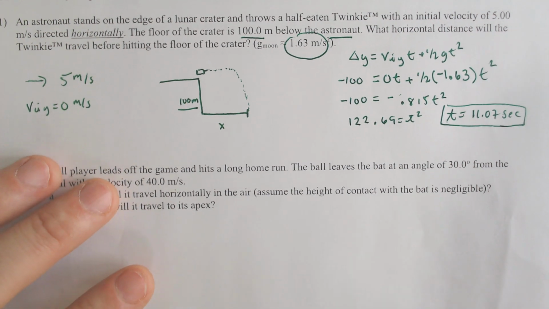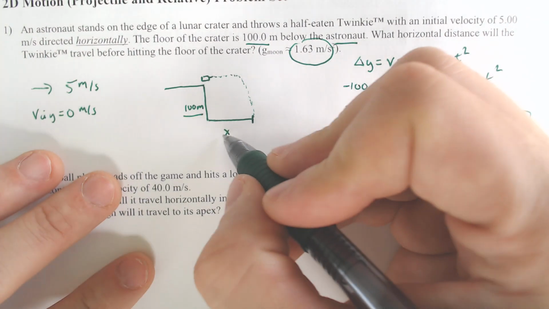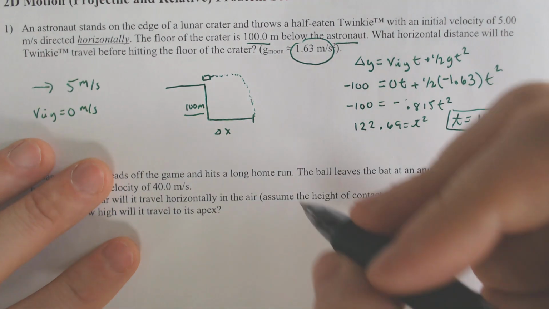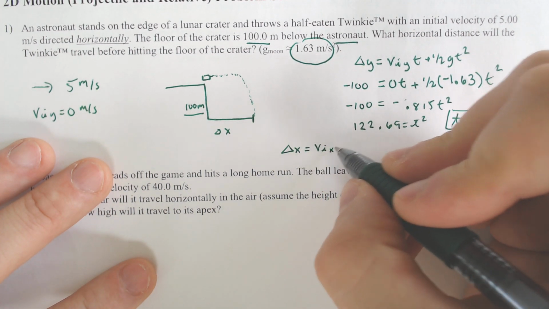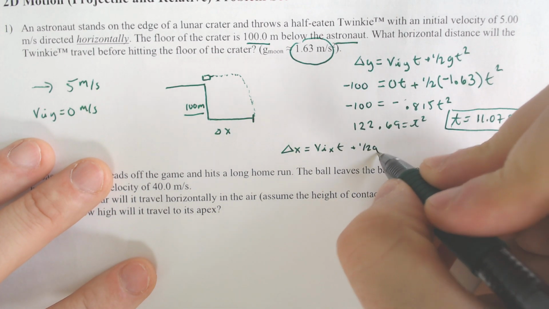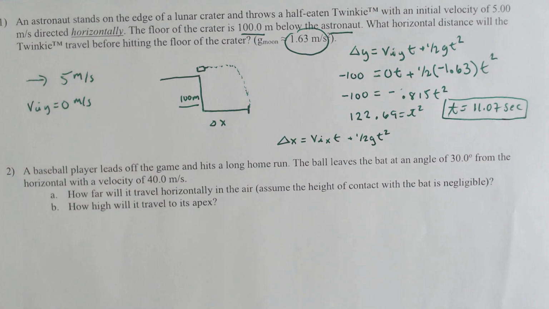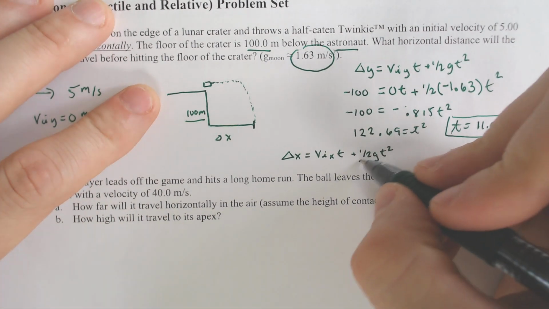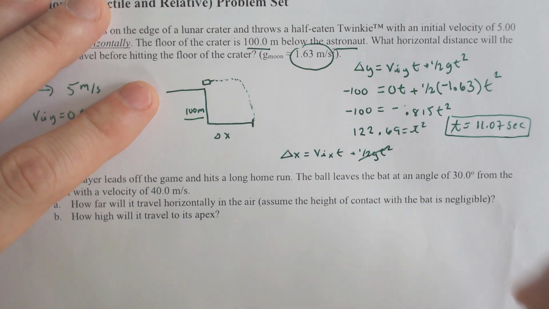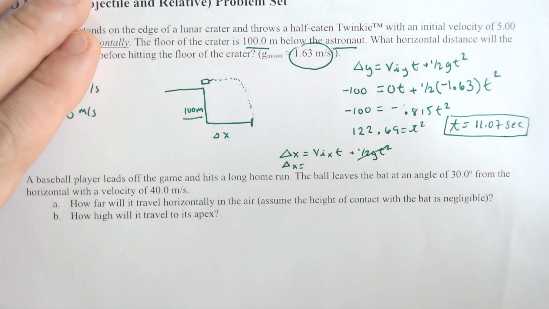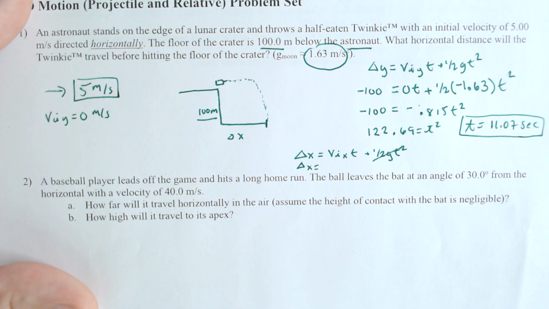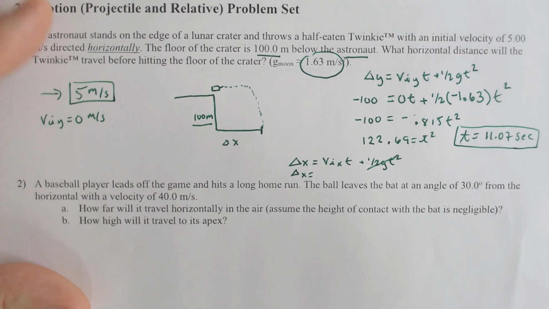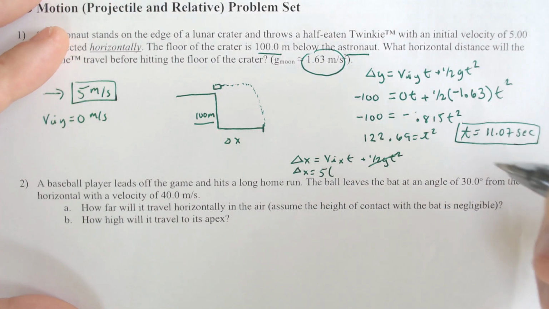So now we have to figure out how far horizontally it will go. We need to get this delta x. Well, delta x is the exact same formula. It would just be VI for x times time plus 1/2 gt squared. But for horizontal things, there is no acceleration, so that part goes away. That means our delta x is just going to be the initial velocity for x. But what was the initial velocity for x? 5. Whatever the horizontal velocity is, it will stay that for the entire duration.